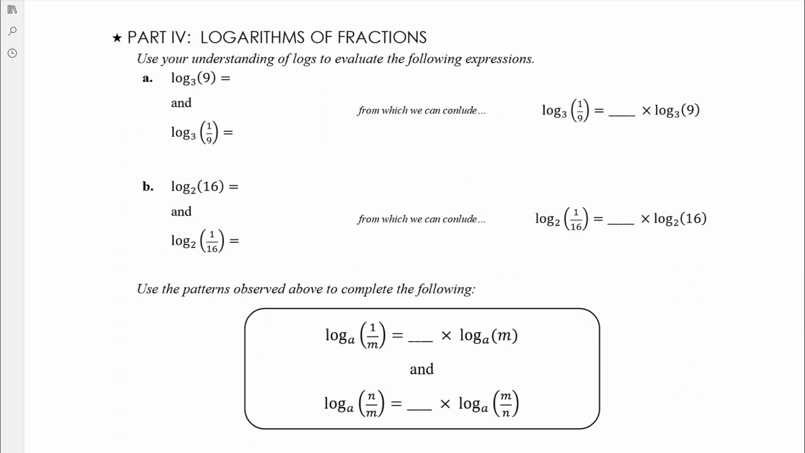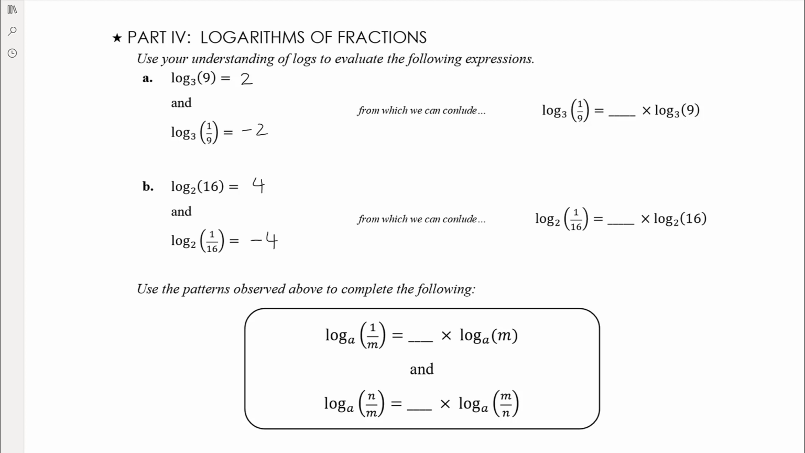Okay. The last bit is logs of fractions, and this is not really a different log law, it's combining together log laws that we already know, okay? So if we think about log base 3 of 9, that's equal to positive 2, and log base 3 of 1/9 is equal to negative 2. Let's have a look at the second one. Log base 2 of 16, well, that's 4. Log base 2 of 1/16, well, that's negative 4, because 2 to the power of negative 4 is 1/16.